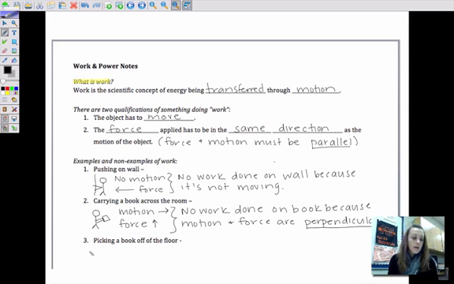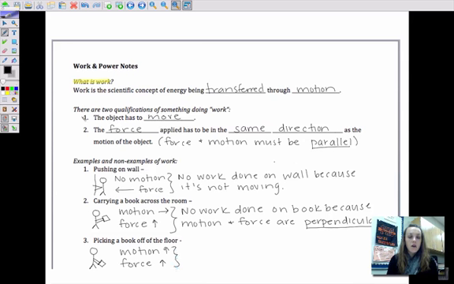Our third example is picking a book up off the floor. So here's you picking a book off the floor. In this case, if you're picking a book off the floor, the motion of the book would be going upwards. And so is the force, because you're still applying an upward force to the book if you're picking it up.